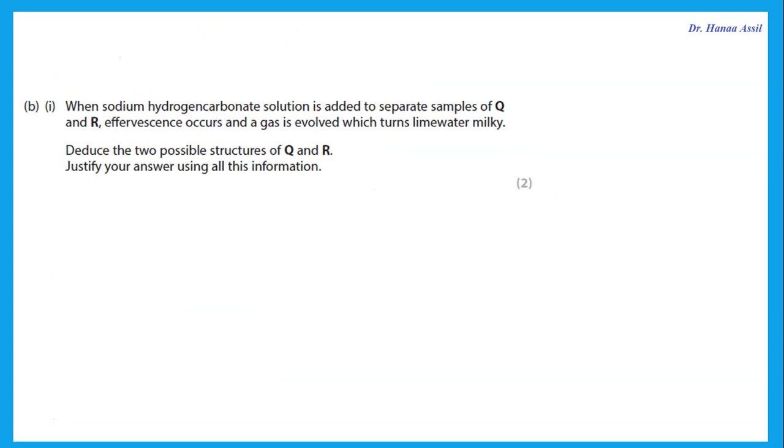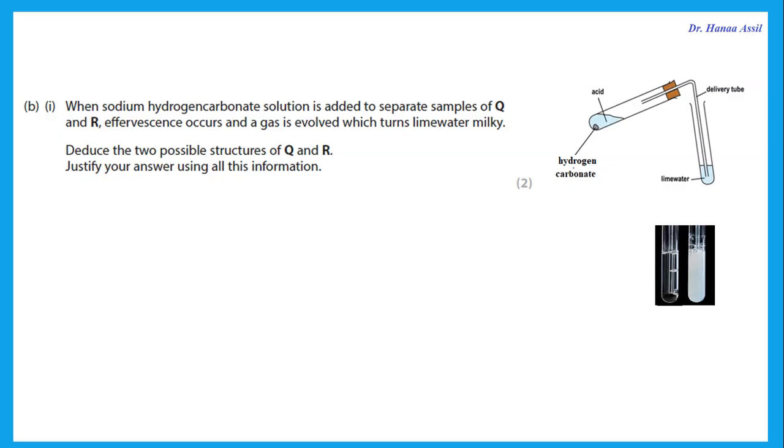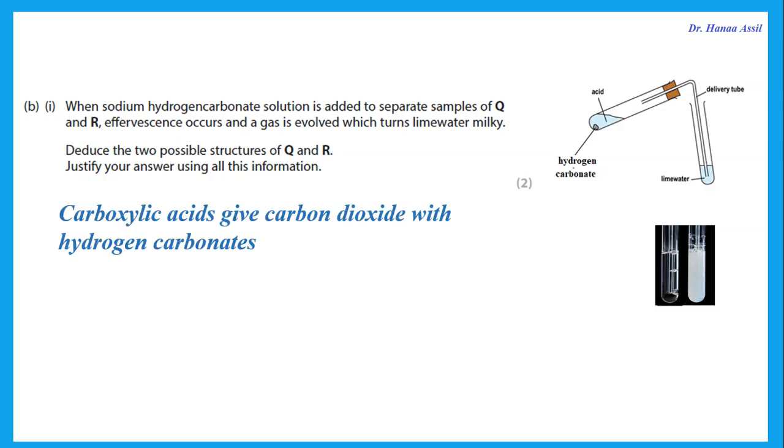When sodium hydrogen carbonate solution is added to separate samples of Q and R, effervescence occurs and a gas is evolved which turns lime water milky. Of course, if I have a substance and we add it to sodium hydrogen carbonate and it gives out a gas that turns lime water milky, obviously these are carboxylic acids. So both Q and R are carboxylic acids because they give carbon dioxide gas when added to hydrogen carbonates.